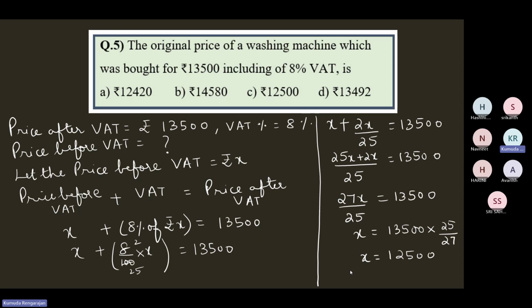So this is in the question here, the price after VAT was added. You should find the original price of the washing machine. You have purchased it for 13,500, including 8% VAT. That means 13,500 includes 8% VAT. That's the final price. That's the sale price.